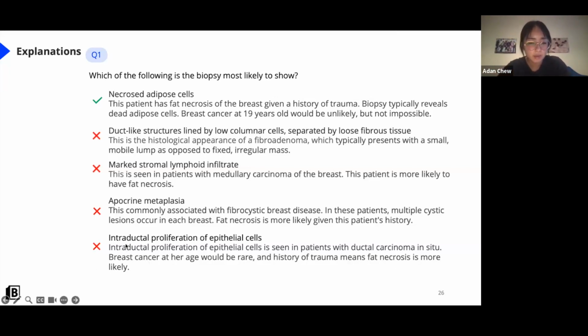Last but not least, intraductal proliferation of epithelial cells. That would be in ductal carcinoma in situ, DCIS, in breast cancer. So again, it's less likely.